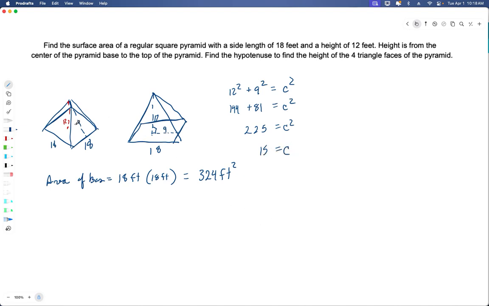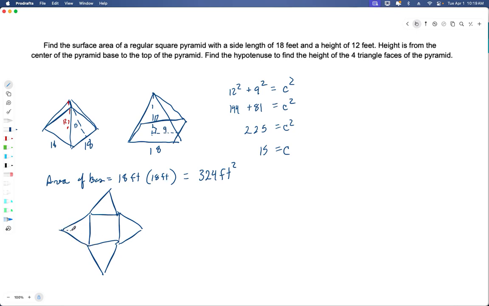So that means this is 15 and this is 18. Now if we draw our net, we've got 4 triangles. If I can draw a triangle, I'm not really doing that very well, am I? We've got 4 triangles like that, right?